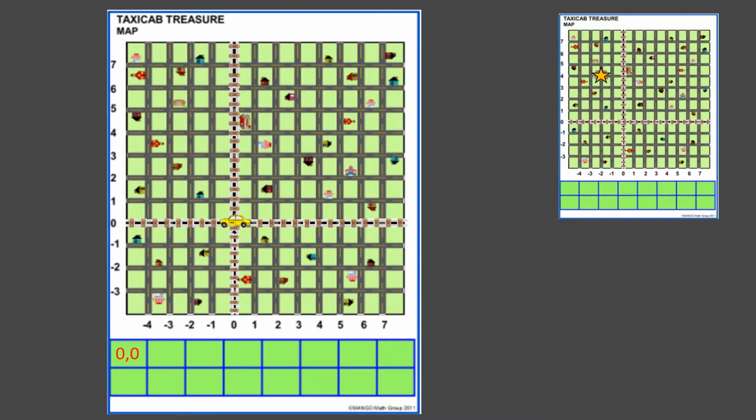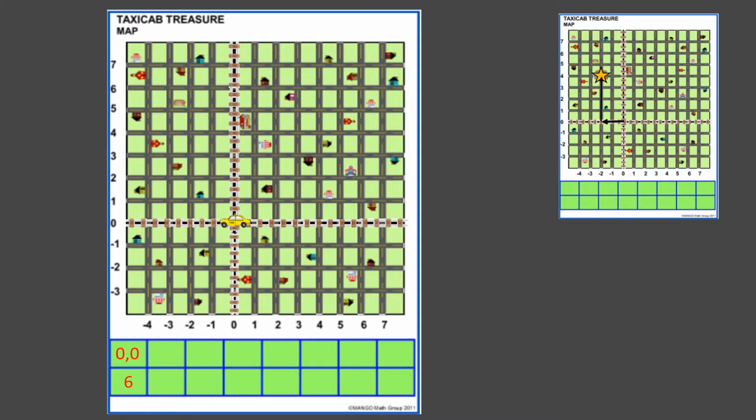Then the player who hid the treasure is going to tell me how many blocks away I am from the treasure. So if you look at the person who hid the treasure's board, you can see over 2, over -2, and up 4 is going to give me being 6 blocks away. So I'm over 2 and up 4, so I'm a total of 6 blocks away. So I'm going to write that down on the game board. I'm 6 blocks away. So now they have that clue.